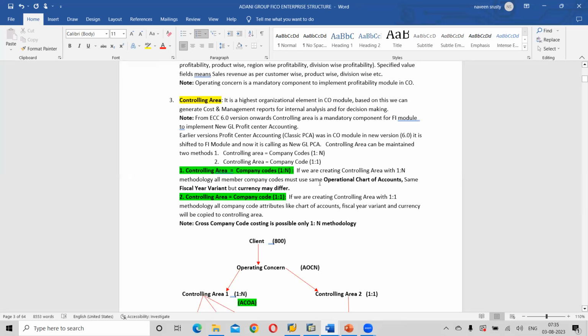So what is the need? Why can we use a separate controlling area for each company code? What is the advantage with 1:n methodology? How many company codes do I have here in my company, Adani?